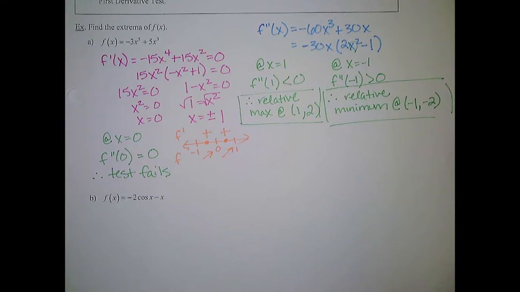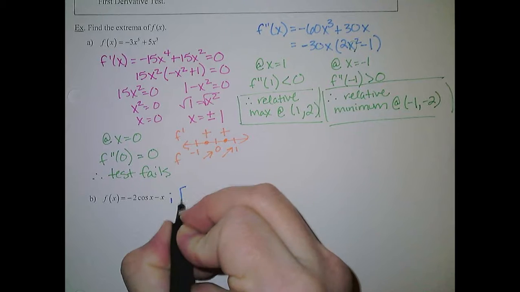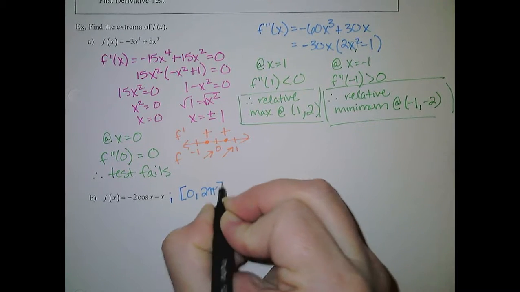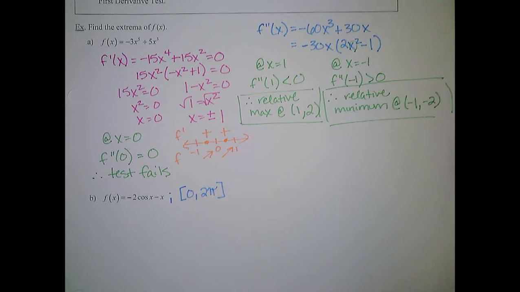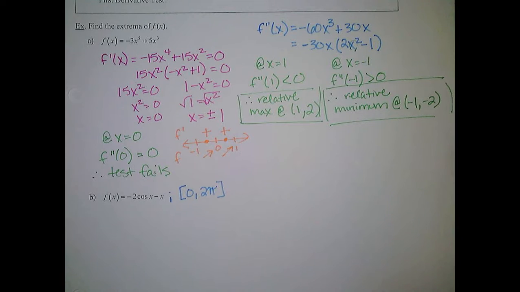In the next example, we're looking for the extrema of f of x equals -2 cosine x minus x. I'm going to add some restrictions to this. We're just looking for the extrema on the closed interval from 0 to 2 pi. So I'd like for you guys to take a few minutes to see if you can use the second derivative test to determine if b has any and what kind of relative extrema it has on the closed interval from 0 to 2 pi. Once you have the problem worked out, then you guys can start part 2.